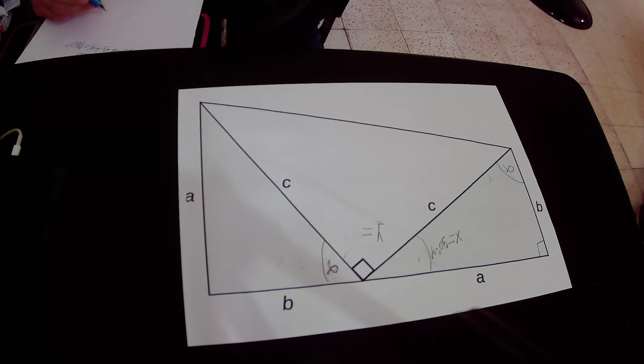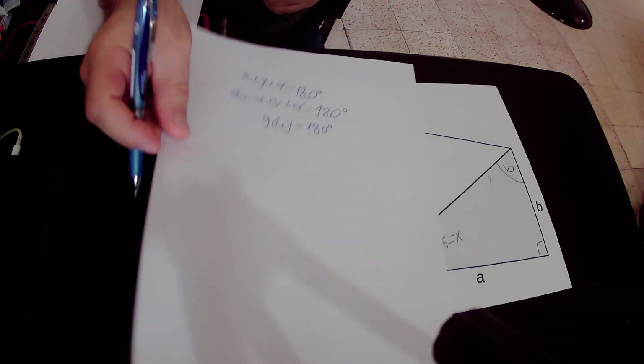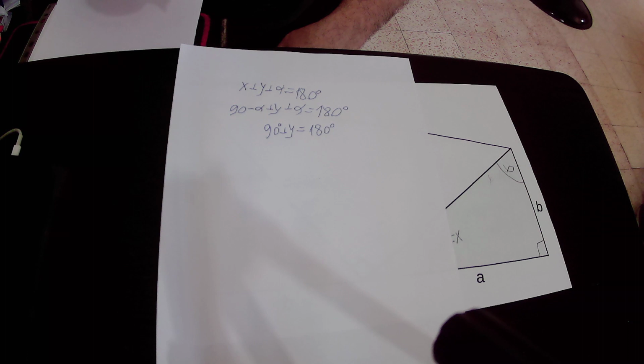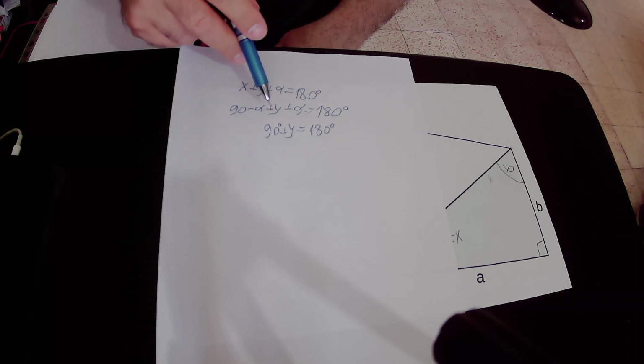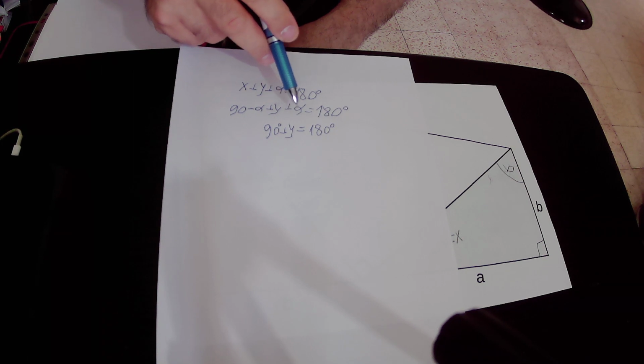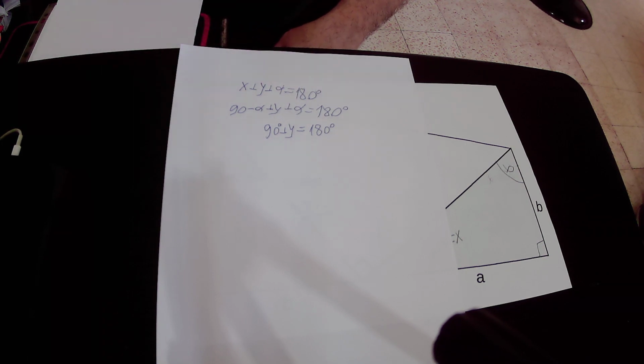We can write that 90 plus y equals 180 degrees. Alpha minus alpha equals 0, and we're left with 90 plus y equals 180 degrees.